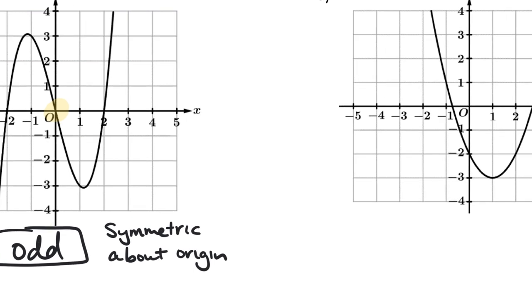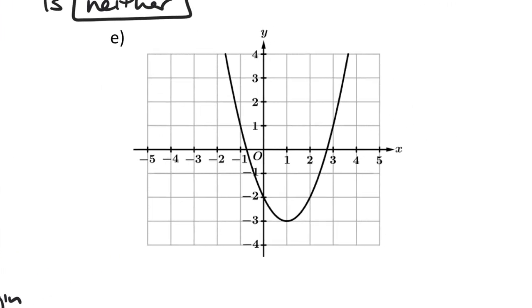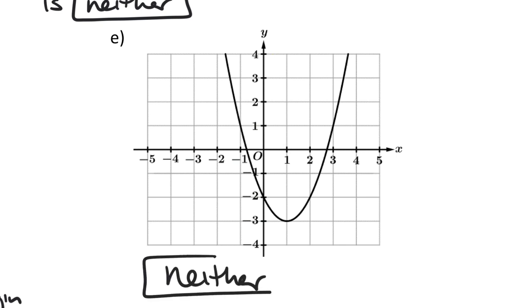What about E? Process of elimination here. So I like to look. Is it foldable across the y-axis? No. Is it, oop, it didn't erase. Is it spinnable about the origin? No. So it is neither even nor odd, because it is not symmetrical about the y-axis and it is not symmetrical about the origin. So visually, this is very easy to answer. You fold it or you spin it. If you can't do either of those, it's neither.